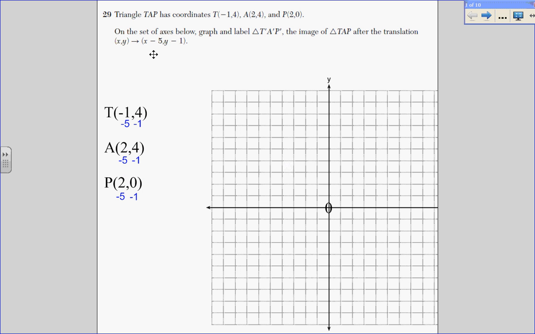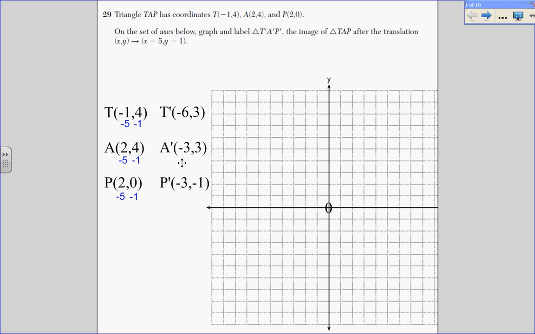Now in a translation, it's either going to be add or subtract. In this case, it's subtract for the x and the y coordinates. So when I apply this rule, subtract 5 from the x coordinate, subtract 1 from the y coordinate, to my original coordinates, I get the following coordinates listed here. -1 minus 5 is -6, 4 minus 1 is 3, and so on with the rest.